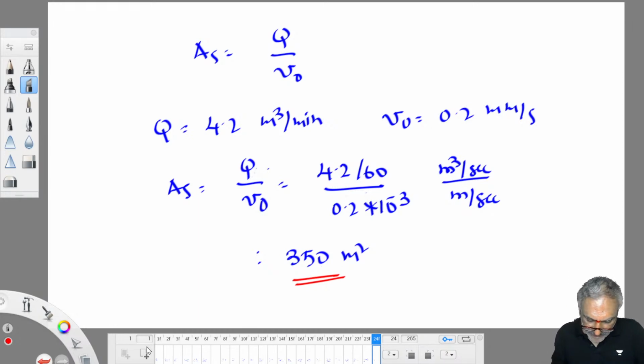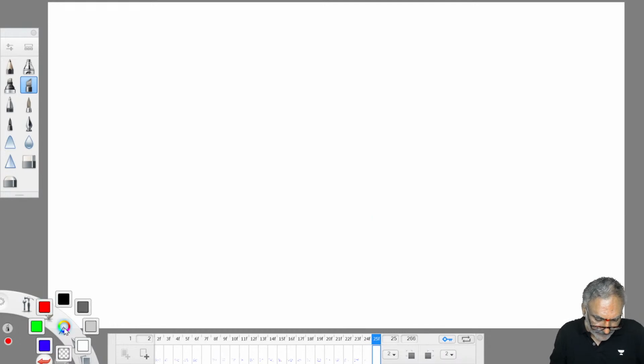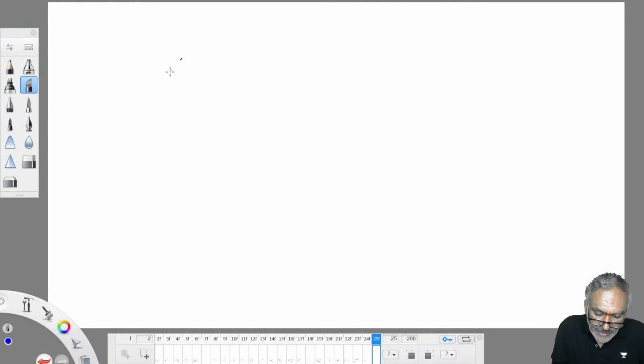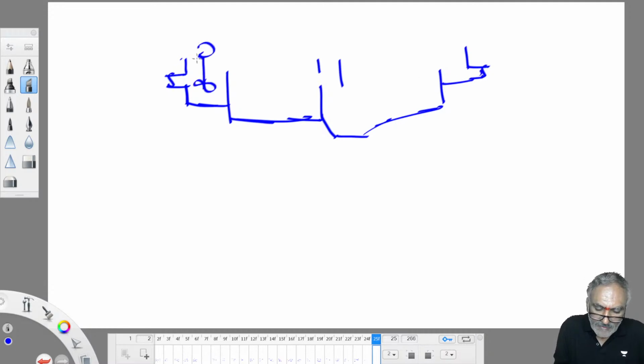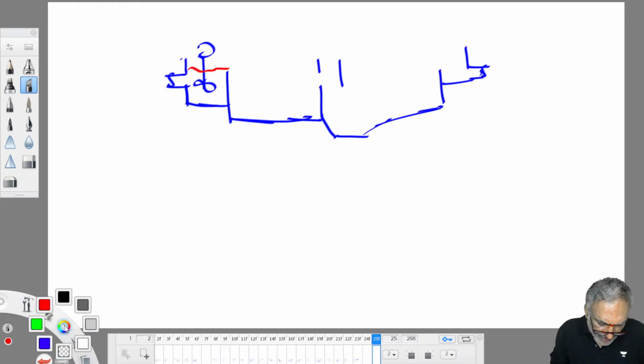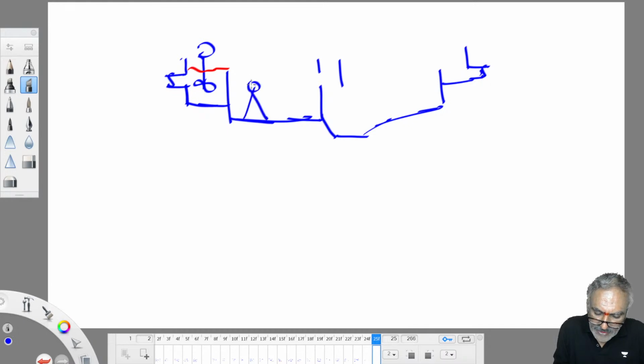So finally we have got the Clariflocculator. It appears like this. This is a rapid mixing unit followed by a flocculator followed by a sedimentation tank. This is the cross section of the Clariflocculator. In the rapid mixing unit, something will be rotating here. Water will move from the rapid mixing unit to the flocculator. In the flocculator we provide paddles, which rotate inside. These are the paddles.